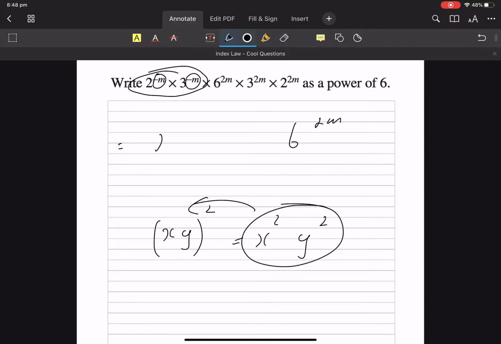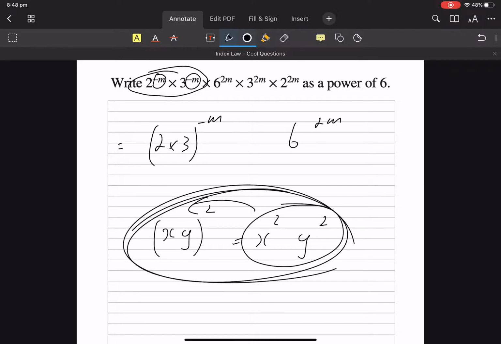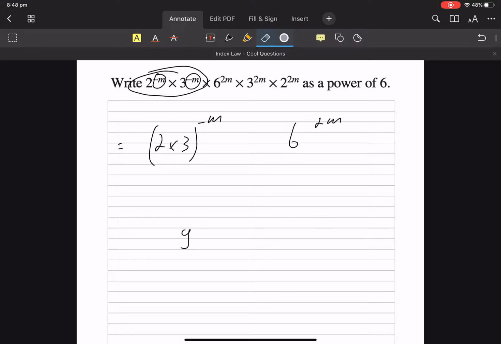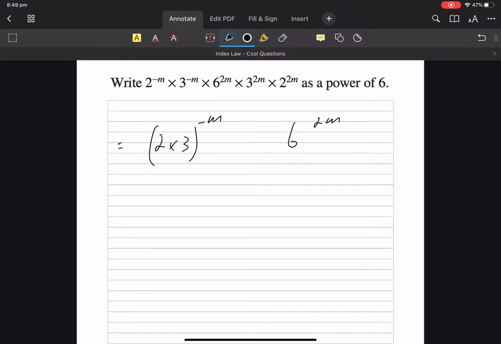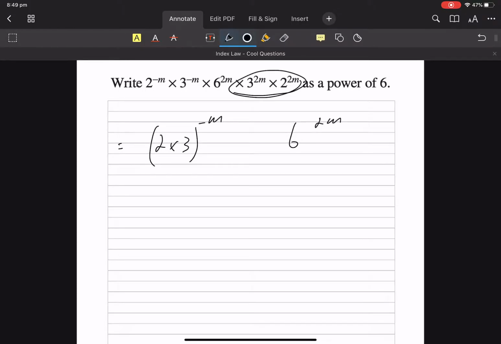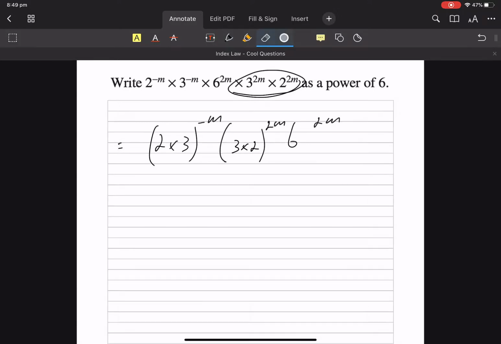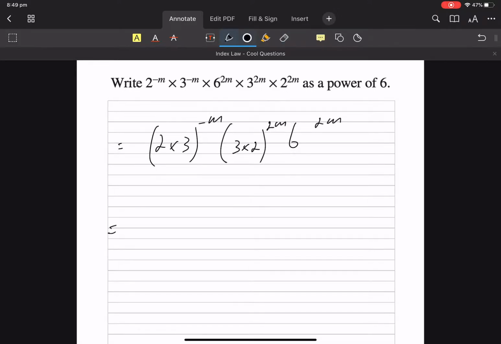So I can write that's 2 times 3 to the minus m. Yep, can you see that? I'm going to rub that out. And I've got another one there. So that's going to be 3 times 2 to the 2m, which is 6 to the minus m times 6 to the 2m times 6 to the 2m.